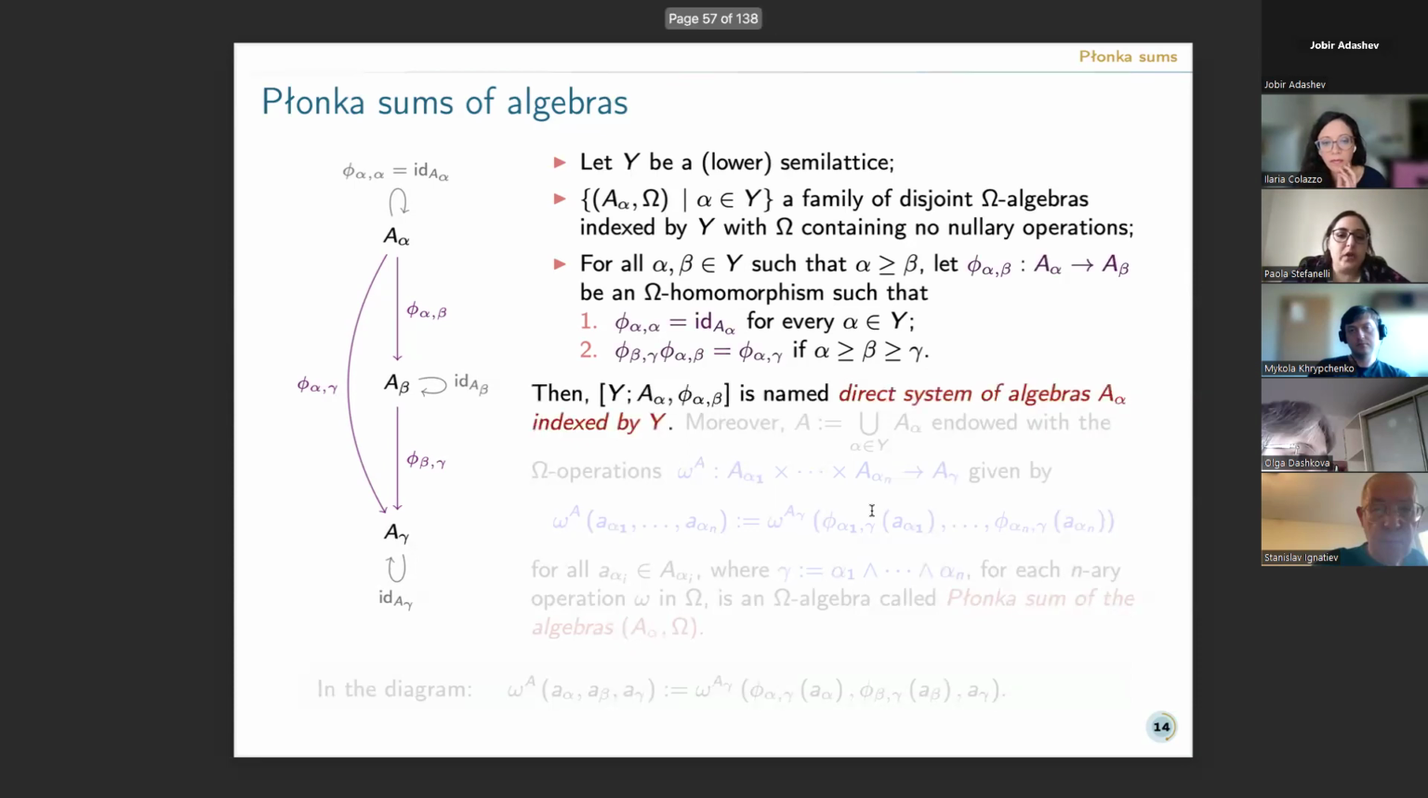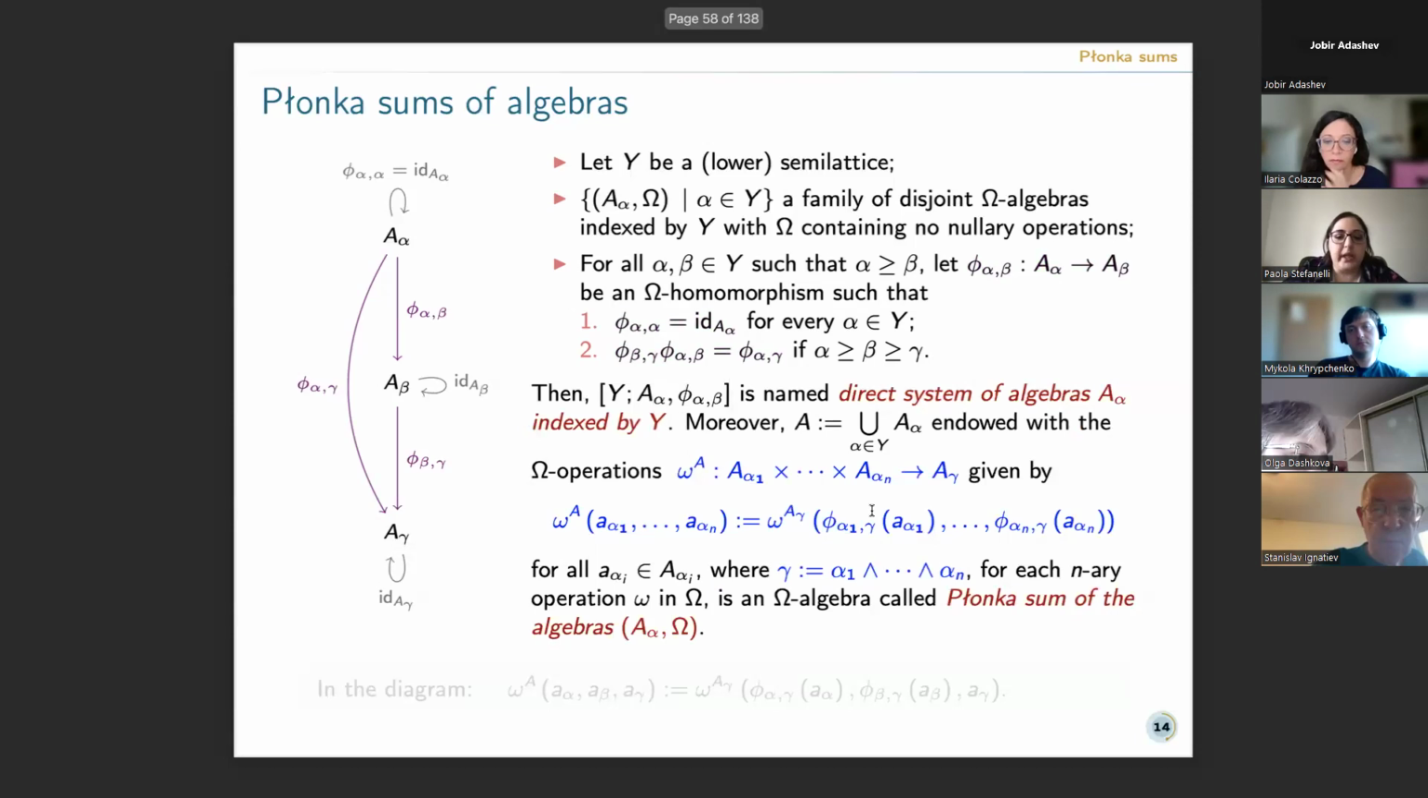And we have also this other rule on the composition of these omega homomorphisms. Indeed, if alpha is greater than beta and beta is greater than gamma, then the composition phi alpha beta phi beta gamma is equal to phi alpha gamma. Then this system, Y, A alpha, phi alpha beta, is named direct system of algebras A alpha indexed by Y.